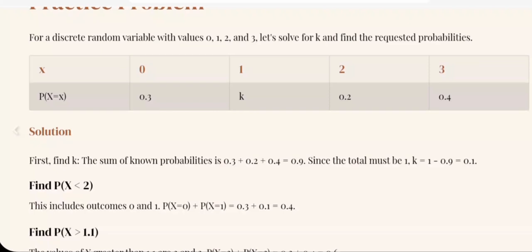Okay, so we've got a very similar question. If you want to pause the video, give this one a go, and then press play when you're ready to go through the answer.